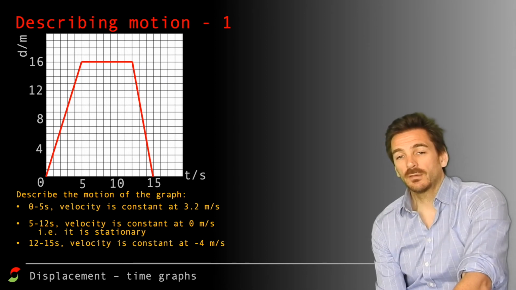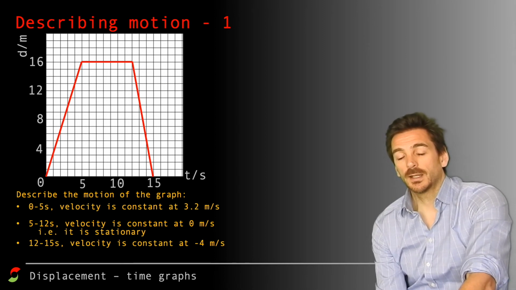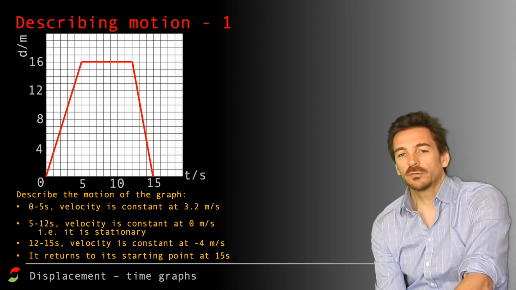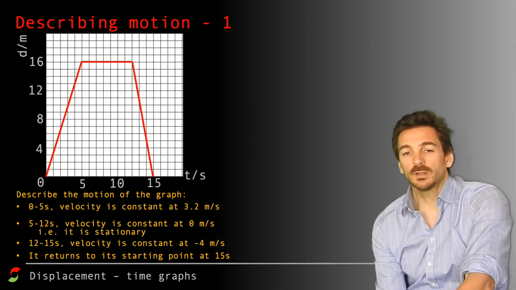So I could say there that I've completely described the motion of that object from that graph, by breaking each of those sections down and trying to be as detailed as possible with the data involved. And we can also say that it returns to its original position because the final displacement is 0.